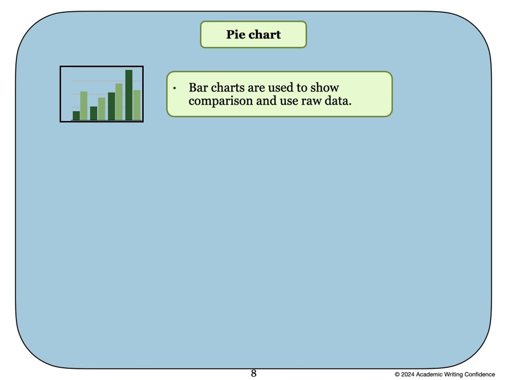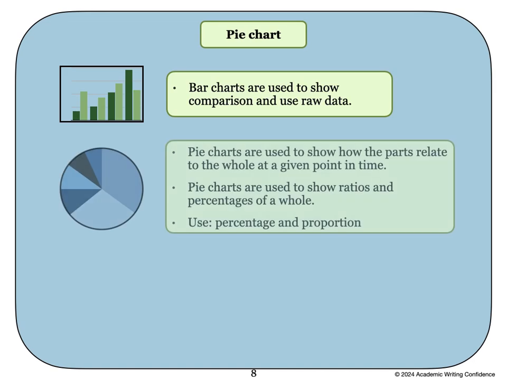Bar charts are used to show comparison and use raw data, but pie charts are used to show how the parts relate to the whole at a given point in time. Pie charts are used to show ratios and percentages of a whole. So we will use percentage and proportion to describe the information in the chart.